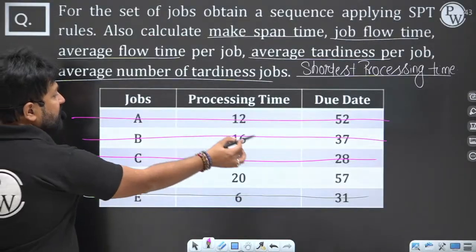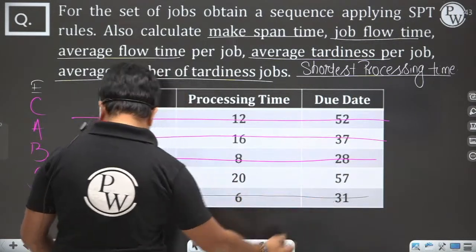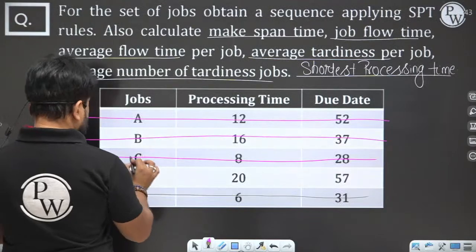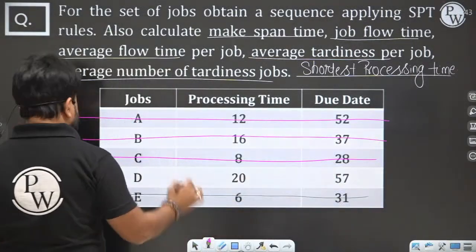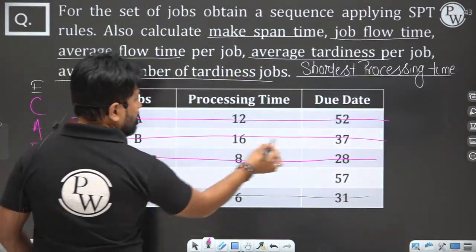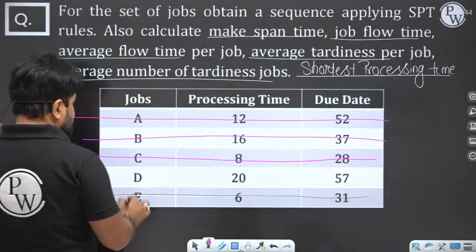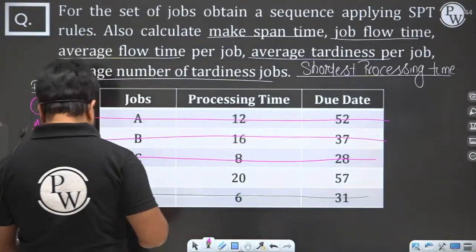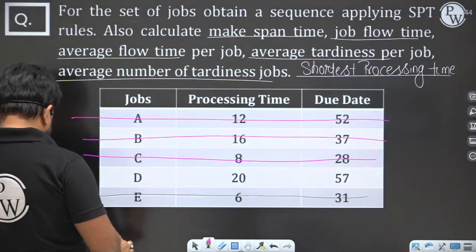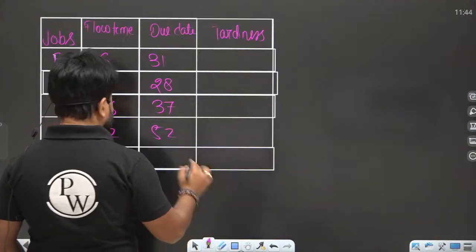Due date are what? These are the due date. According to that, write down the due date. Due date of E is 31. Due date of C is what? 28. Due date of B is what? 37. Due date of A is what? That is 52. Due date of D is 57.